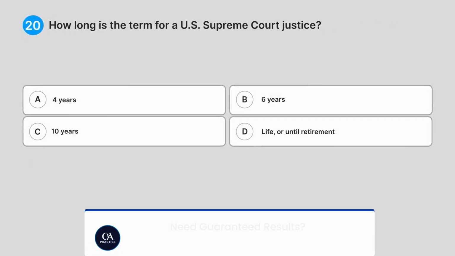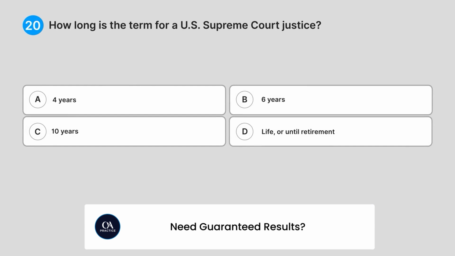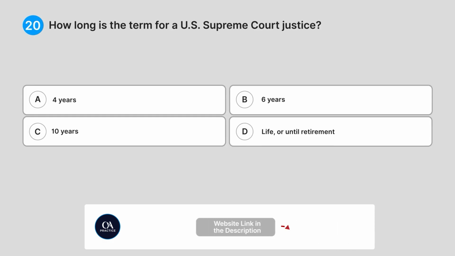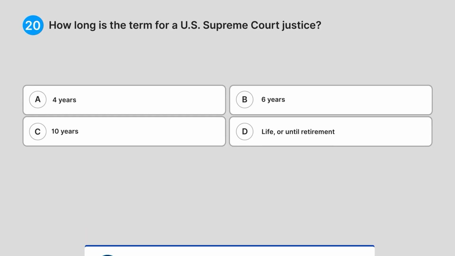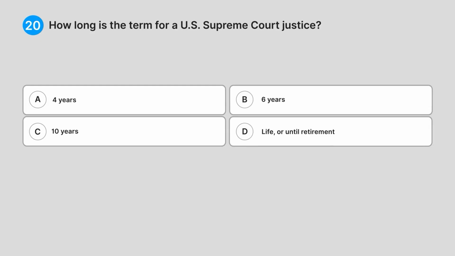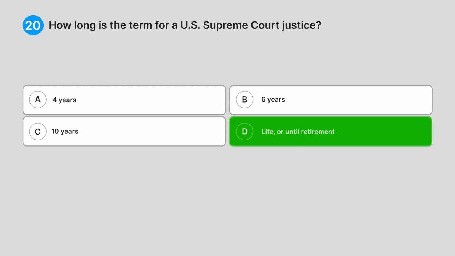20. How long is the term for a US Supreme Court justice? A. 4 years, B. 6 years, C. 10 years, D. Life or until retirement. Do you know the answer? Correct answer, D. Life or until retirement.